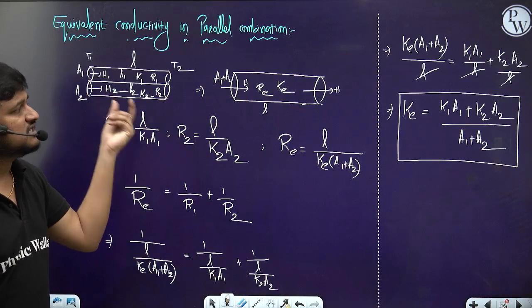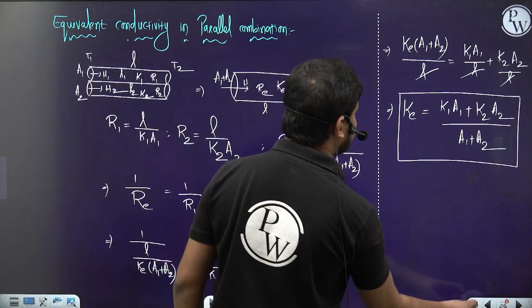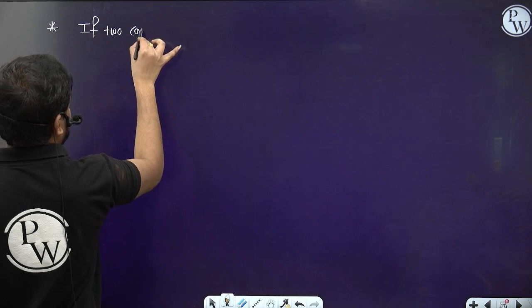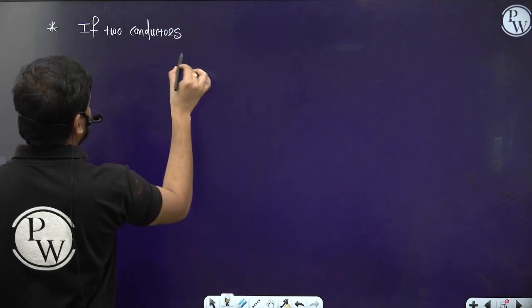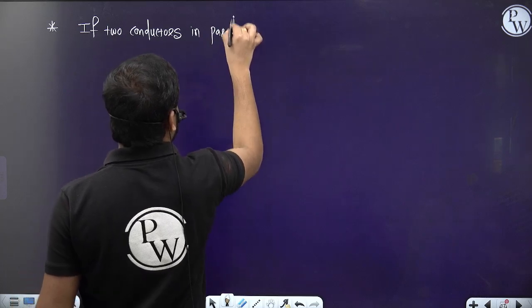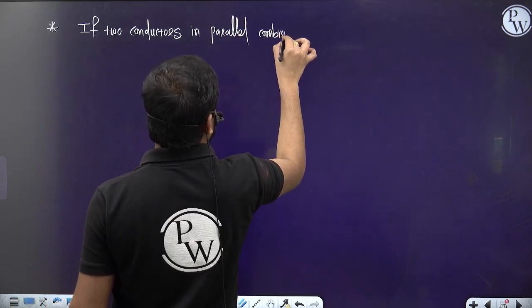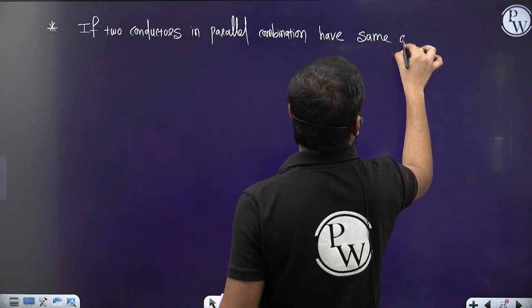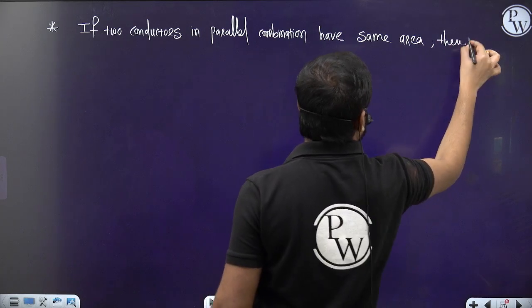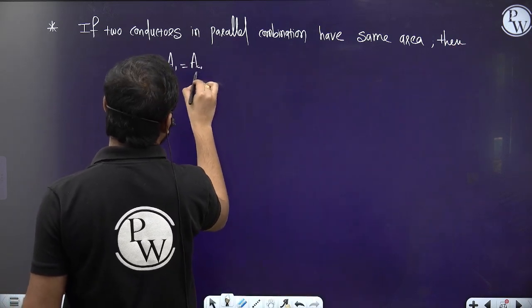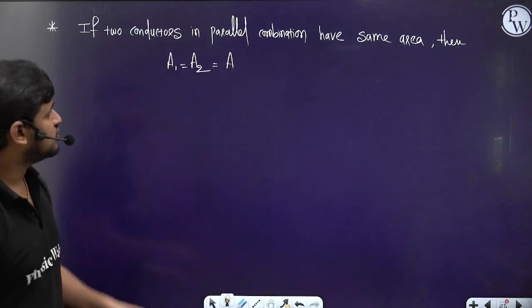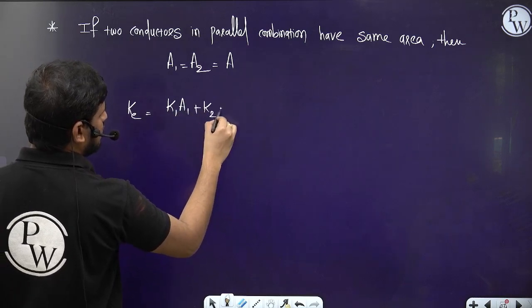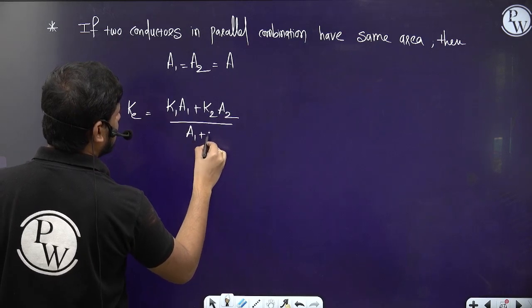If two conductors in the parallel combination have the same area, then we can write A1 is equal to A2 is equal to A. So the same area, A1 equals A2 equals A. Then what's the K equivalent formula in the parallel combination? K1 A1 plus K2 A2 by A1 plus A2. Done.